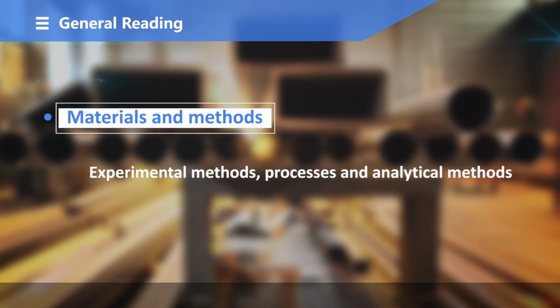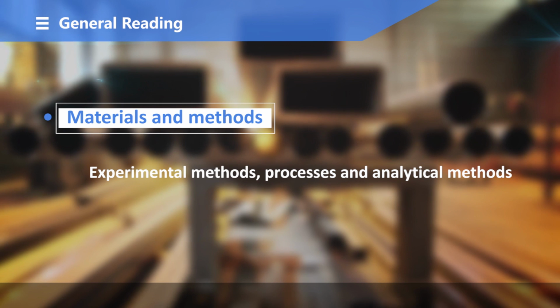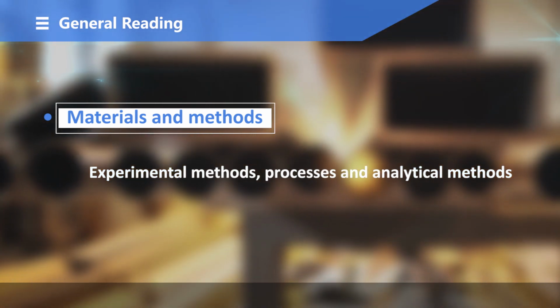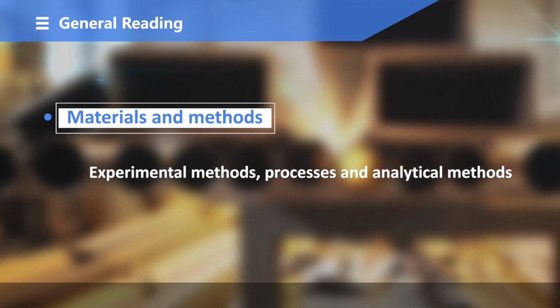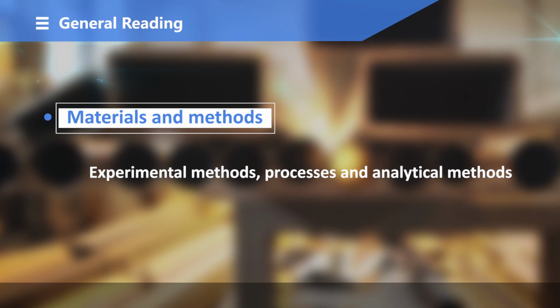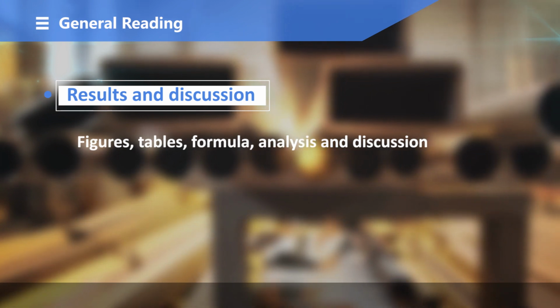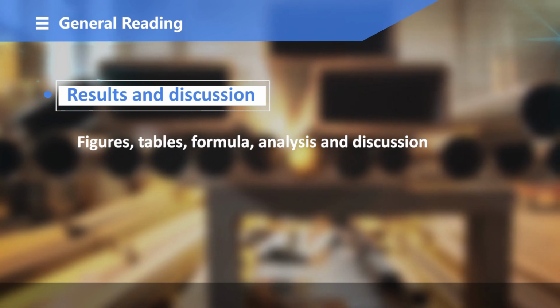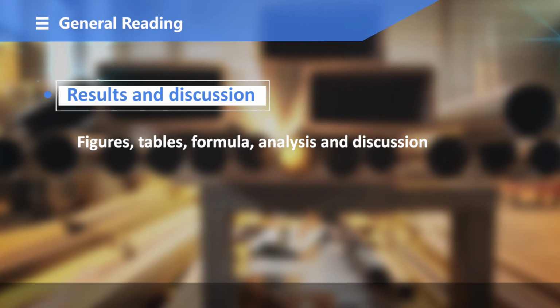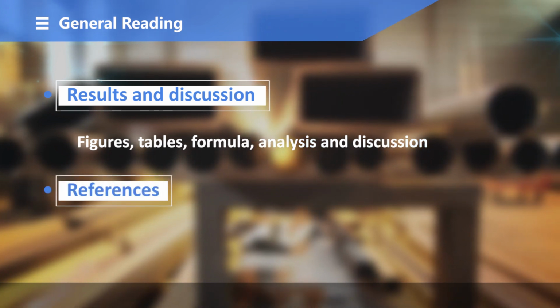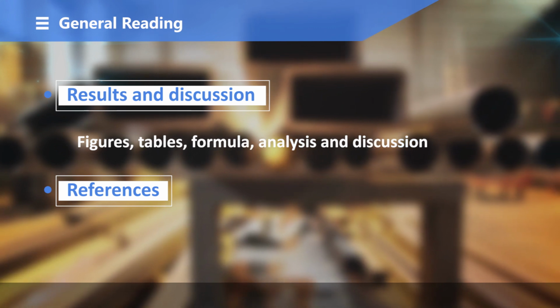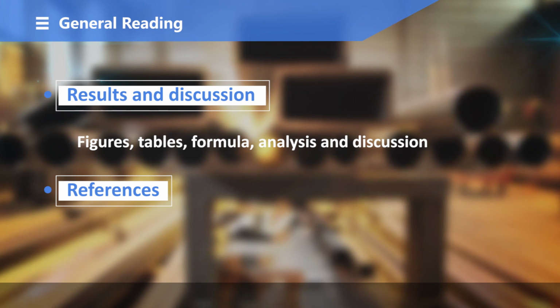Materials and methods is the second part of the text. It objectively describes the experimental methods, processes, and analytical methods, and so on, and answers the questions of what, how, and why. So we should know whether the methods and the results are correct and reasonable. Results and discussion is one of the most important and wonderful parts in the paper, mainly containing figures, tables, formulas, and their analysis and discussion. We should focus on learning the author's ways of analysis, writing style, and skills, etc. The last part, references, provides a convenient way for continuing in-depth and wide research.